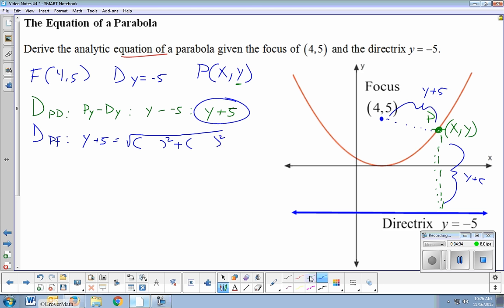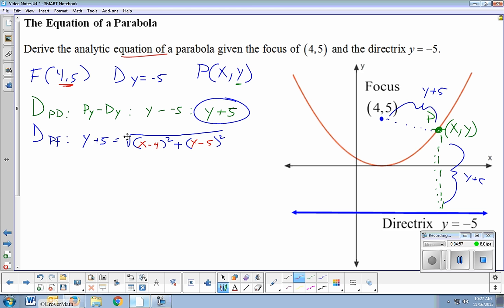Now the x's here, well, my point is just xy. So my x value for that is just x, and my y value for that is just y. But I can use those to subtract from my focus points. So subtract 4 for the x and subtract 5 for the y's.